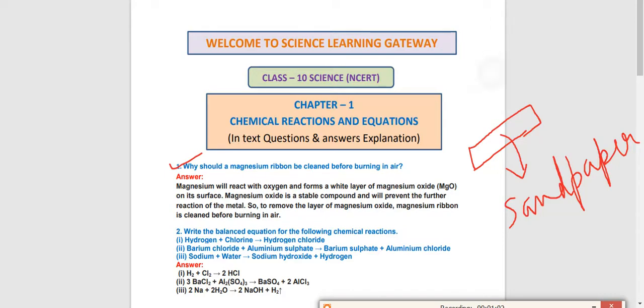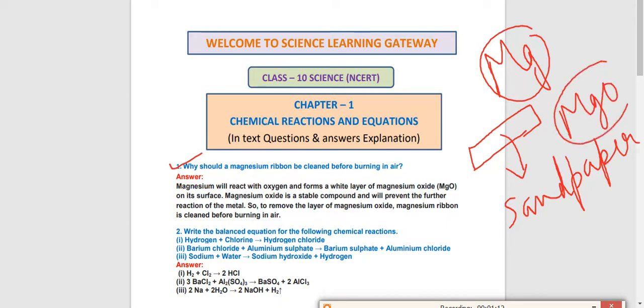Magnesium is a very reactive element. It will combine with the atmospheric oxygen and it will form a compound called magnesium oxide. Magnesium oxide is basic in nature. It will provide a protective coating over magnesium and it will not allow the magnesium to burn properly. That's why with the help of a sandpaper it is cleaned and then we can burn it easily. So let's have a look at the answer.